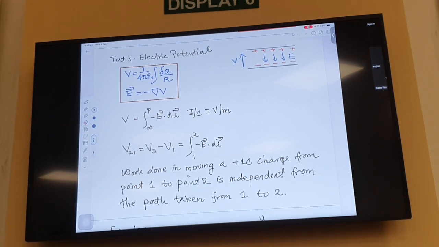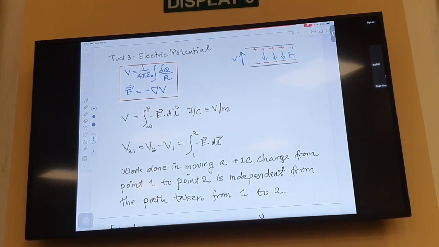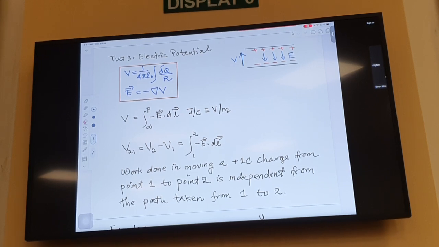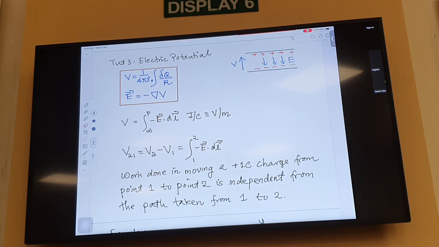So the potential difference between point 1 and point 2, if we only move the charge from point 1 to point 2, can be derived as infinity to 2 minus infinity to 1. Basically, the integration is from point 1 to 2. That is what you are going to measure using a voltmeter.